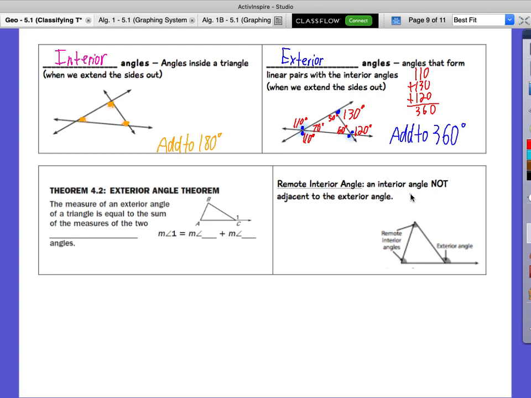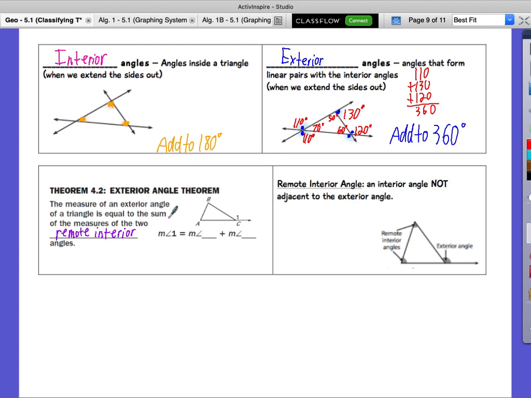Exterior angle theorem. The measure of an exterior angle of a triangle. So here, like angle 1, the measure of an exterior angle of a triangle is equal to the sum of the measures of the 2 remote interior angles. Wow. Okay, so we're saying the measure of an exterior angle is going to be equal to the sum of the measure of the 2 remote interior angles. Wait, remote interior, we haven't learned that yet.